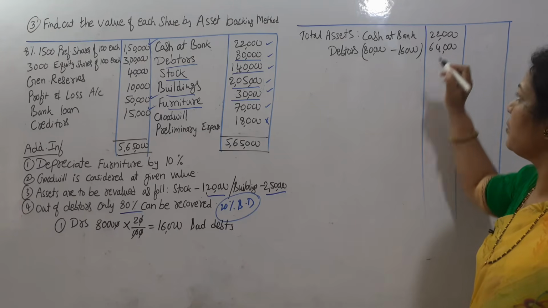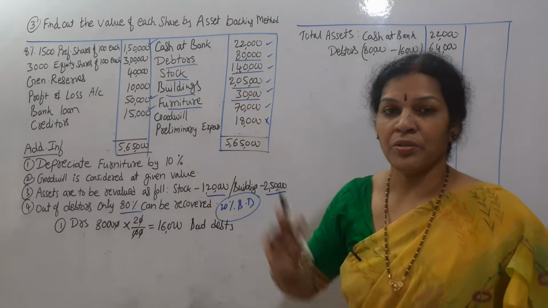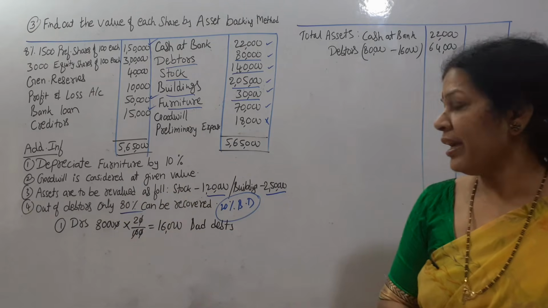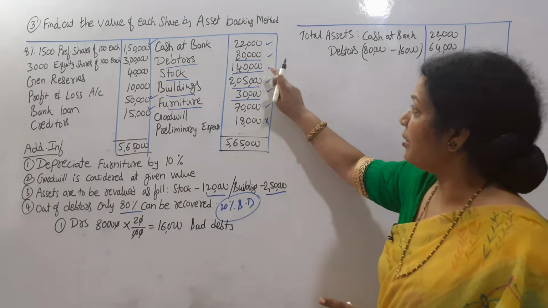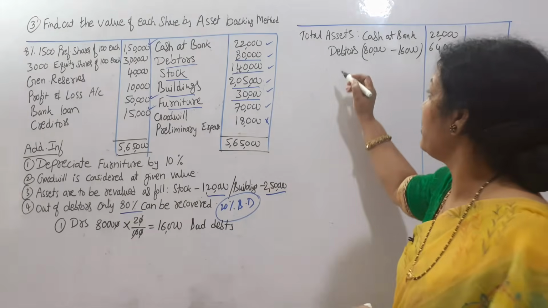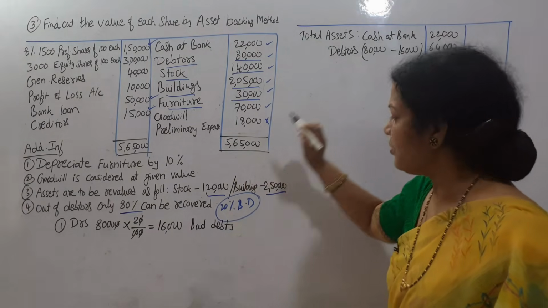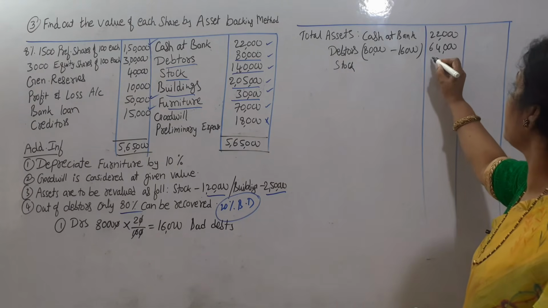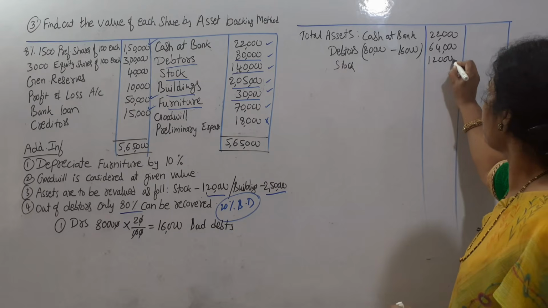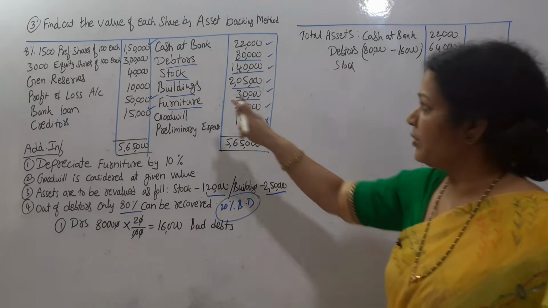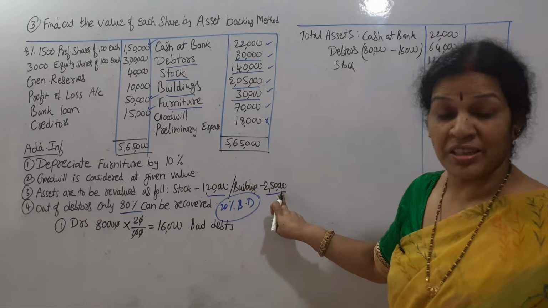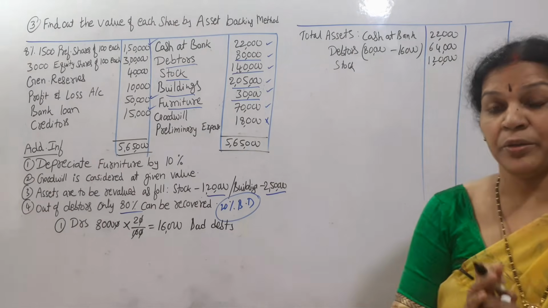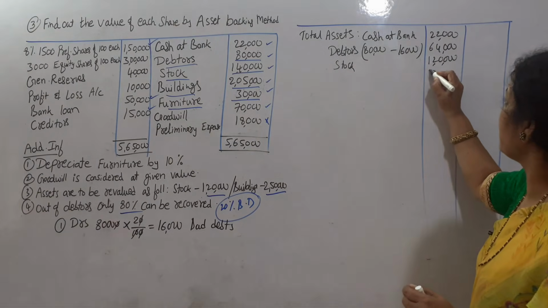Yes, 64,000. Next, stock also has an adjustment. What did they say? Stock is to be valued at 1,20,000. So rather than 1,40,000, we'll take 1,20,000 only, because they have mentioned it here. Next, the building value they are asking us to consider is 2,50,000. We don't take 2,05,000. 2,50,000 we are going to take for buildings.